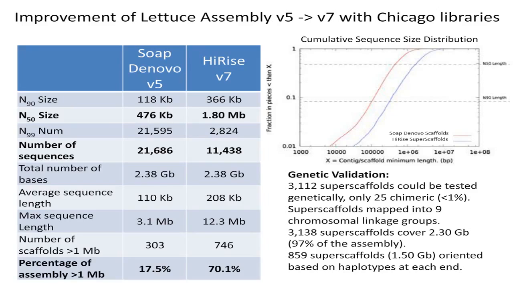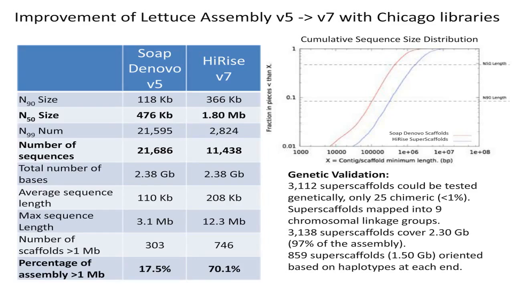So then we heard about Dovetail's Chicago libraries at a PAG meeting, and that must have been several years back now. And we collaborated with them. They ran the Chicago libraries, ran HiRise, and that gave us V7. And you can see the big jump here. This was two lanes of Chicago, and we jumped from an N50 of 476 kb up to 1.8 megabases.